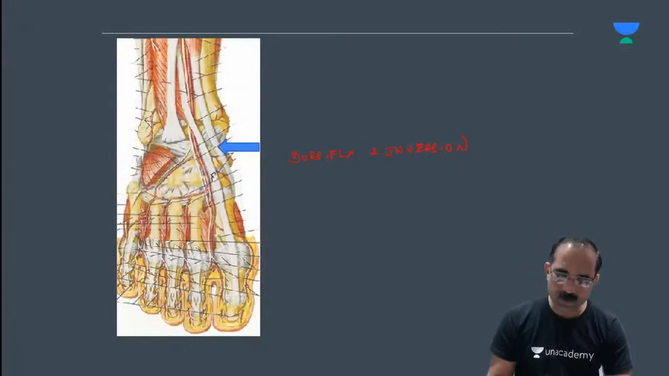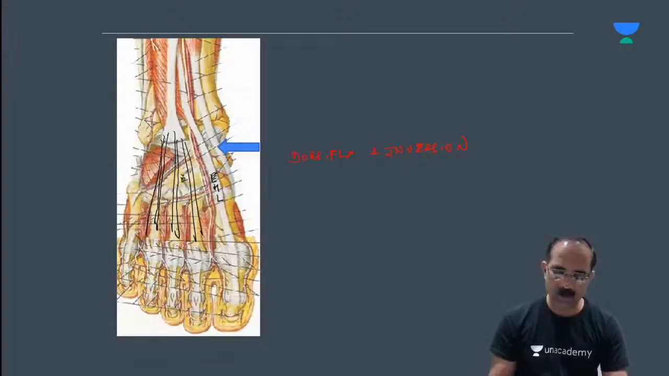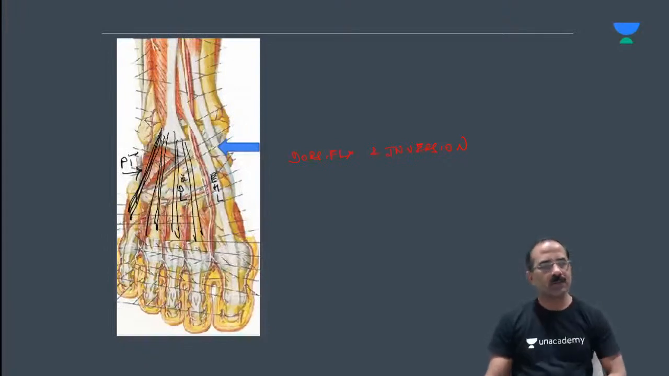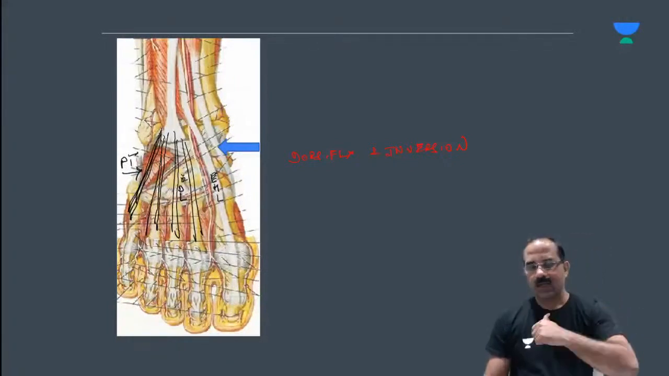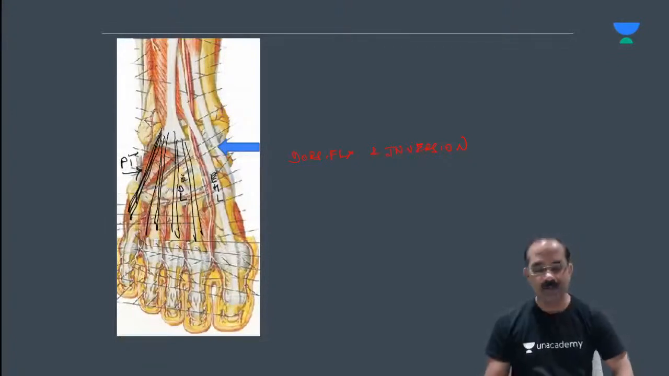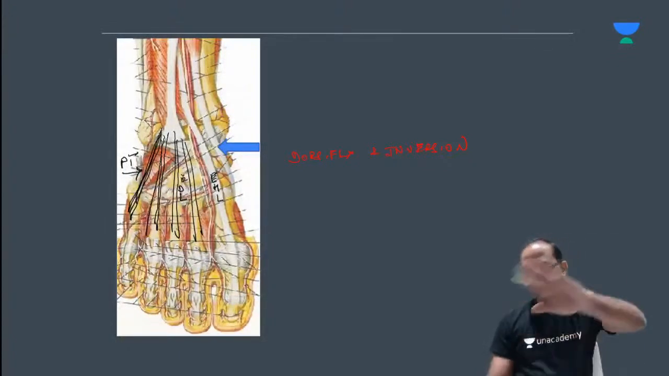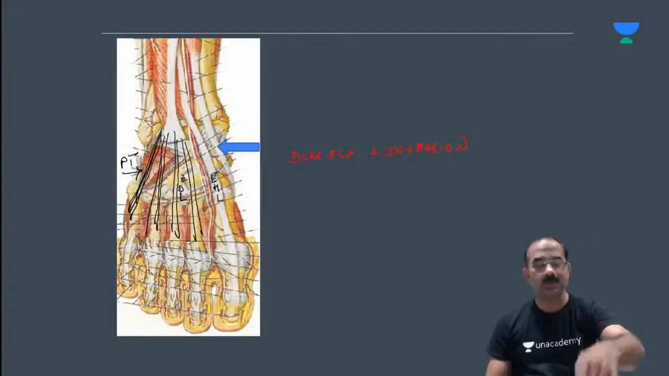What is this muscle? This is the extensor hallucis longus, the muscle which goes to the big toe. Here, what's this? Extensor digitorum longus. And the last muscle which goes here, that's the peroneus tertius. So which are the muscles in the anterior compartment of the leg? Tibialis anterior, extensor hallucis longus, extensor digitorum longus, and the peroneus tertius. Action of all these muscles is dorsiflexion at the ankle joint.